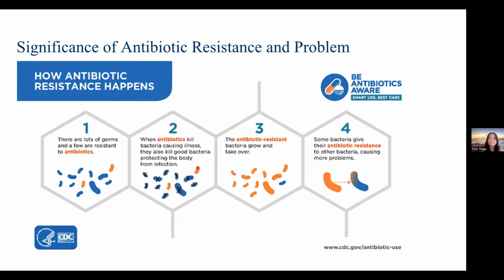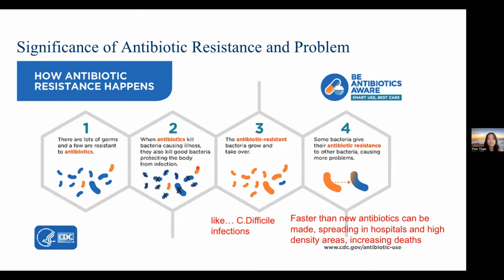Antibiotic resistance is significant because there are a lot of germs and a few are resistant to antibiotics. So when antibiotics kill bacteria causing illness, they also kill good bacteria protecting the body from infection. The antibiotic resistant bacteria grow and take over, causing things like C. difficile infections, and some bacteria give their antibiotic resistance to other bacteria, causing more problems faster than new antibiotics can be made, spreading in hospitals and high density areas, increasing deaths.